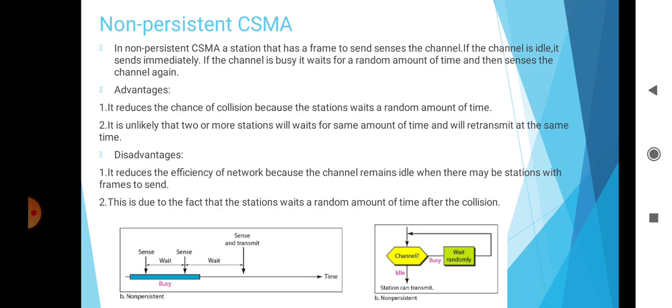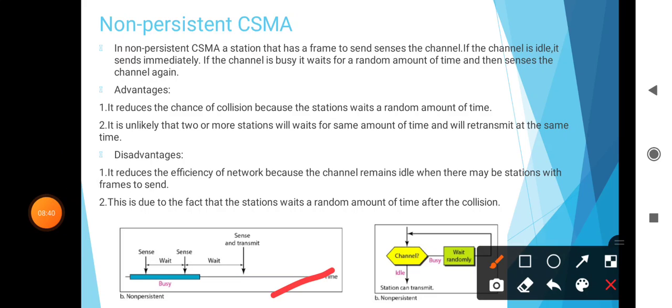First, the channel is busy, so it waits, then senses and transmits. This is the idle channel. And here the channel is checked, busy or idle, and it waits randomly.